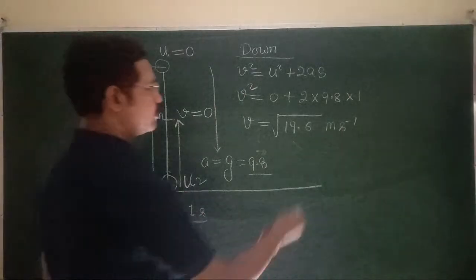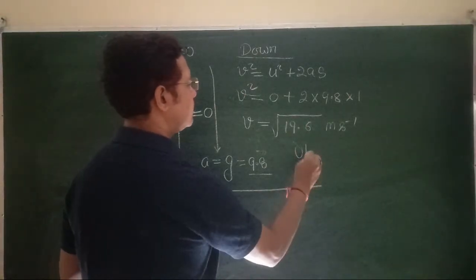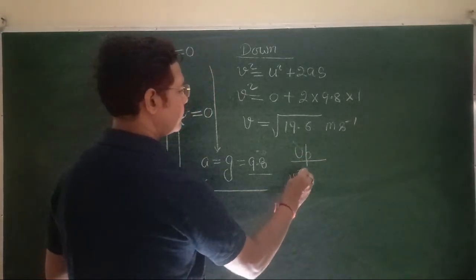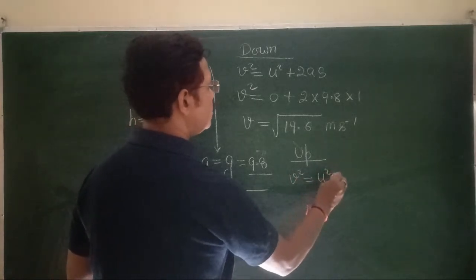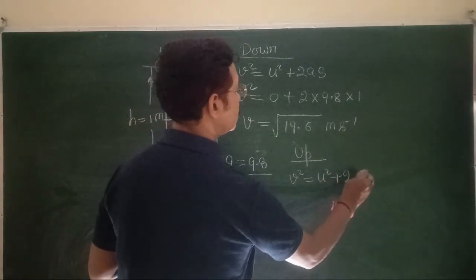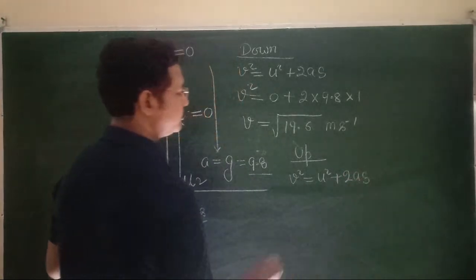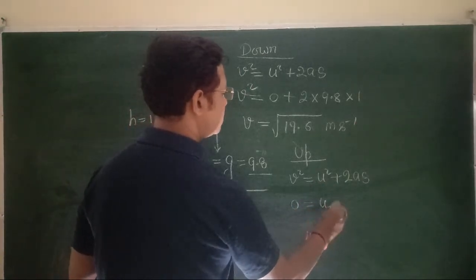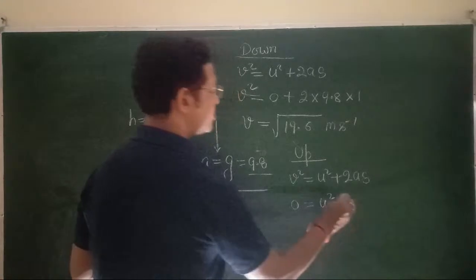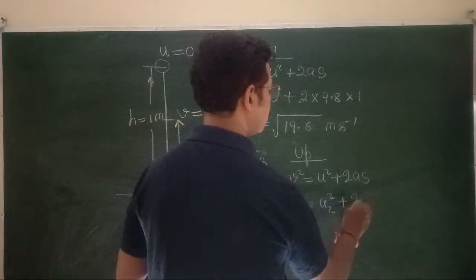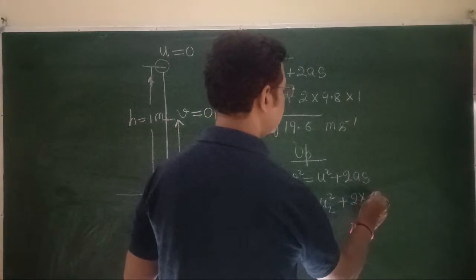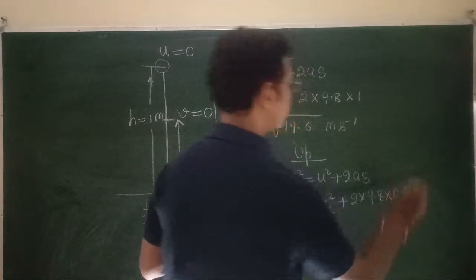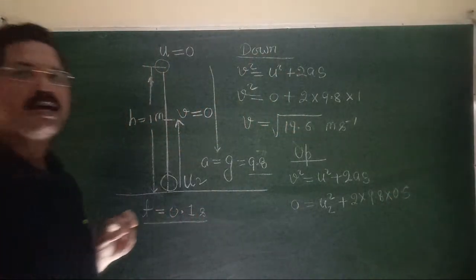Now for the upward direction, again we apply v square is equal to u square plus 2as. This is equal to 0, u2 square plus 2 into 9.8 into 0.5. So there is the value of u.